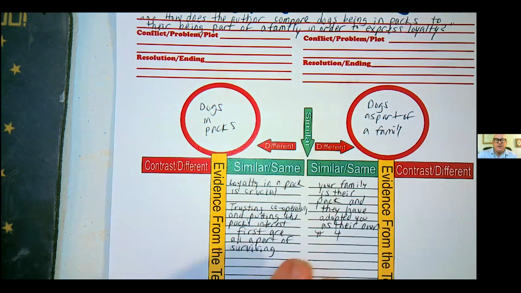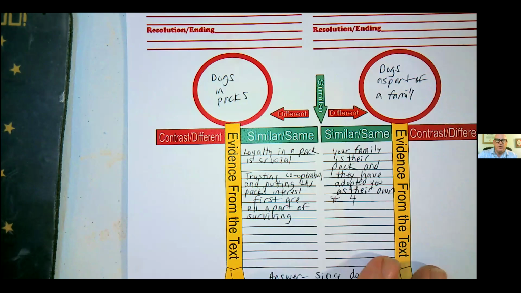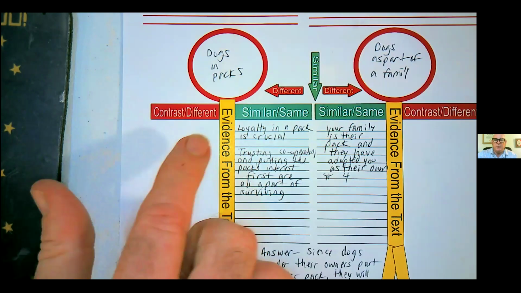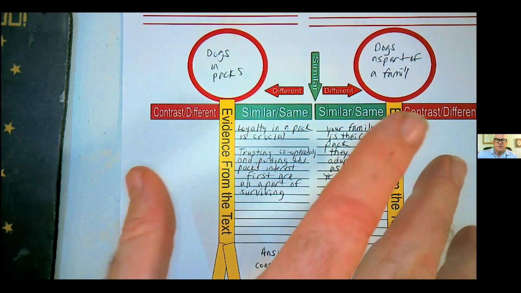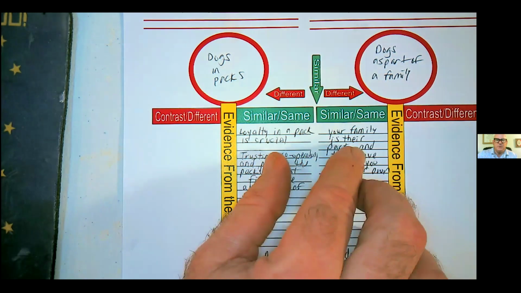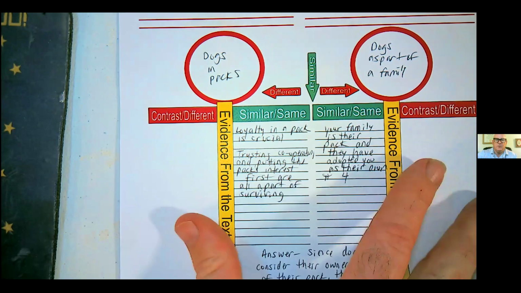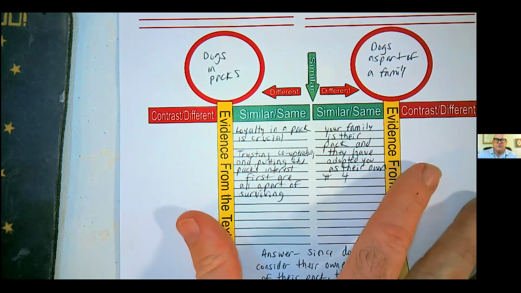And since they're the same, I put it on the green portion. If they asked how they were different, then we would place it on the outside, the red. Green: same, similar. Red: contrast, different.